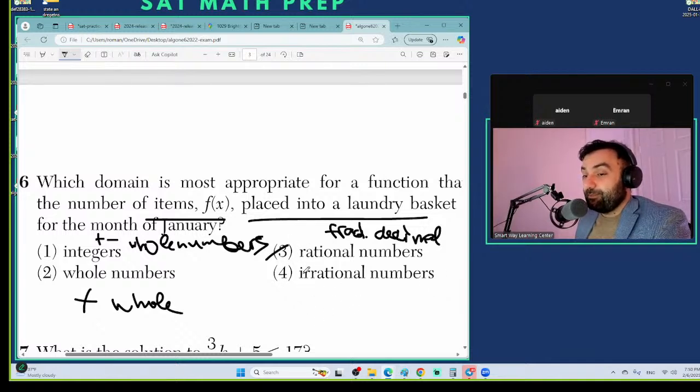And irrational numbers are here just for fun, because irrational numbers are like square root of 2 and pi. Basically, it's impossible to have square root of 2 laundry items. So the correct answer in this case would be whole numbers, answer number 2. Why? Well, because we cannot have a negative amount of laundry items. It can only be positive. So that's why the answer is 2.